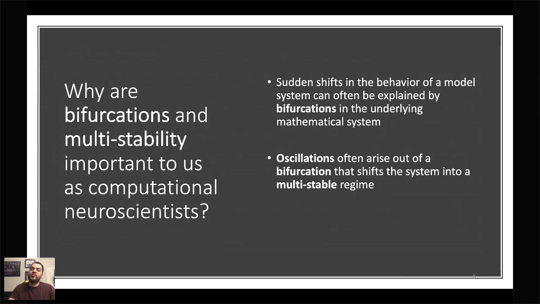And I'll talk a little bit more in detail later about what I mean about those sort of two different directionalities there. The other place where this often comes in is in the term oscillations. We're all interested in oscillations. We know how important these are to understanding brains and brain rhythms. And what I'll show you in a sec is that mathematically speaking, these oscillations often arise out of bifurcations and out of these multi-stable regimes.